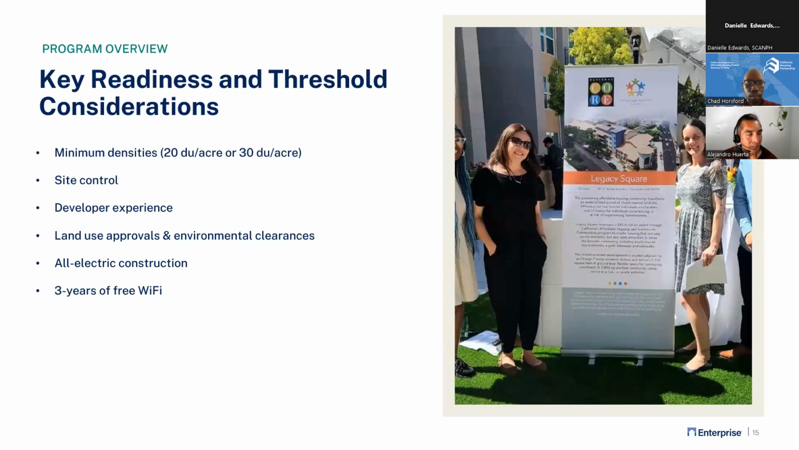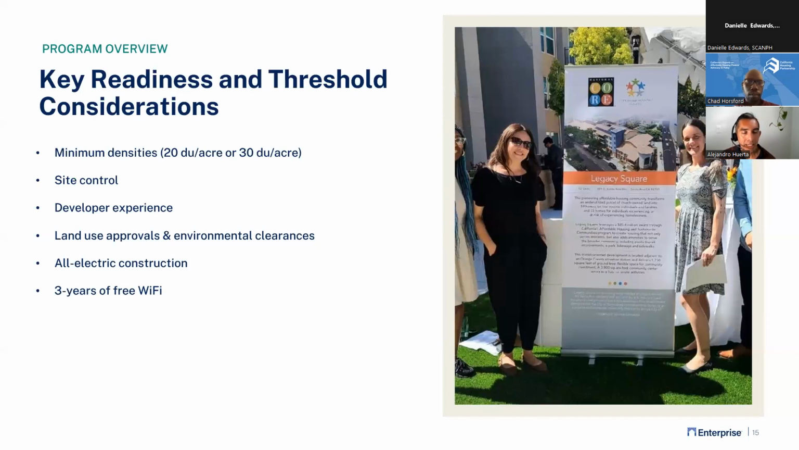So some key readiness and threshold considerations here, in addition to the minimum densities I mentioned: you will have to demonstrate by the time of application that you have site control for your housing development. You will also have to demonstrate that you have the experience to develop a similar project of similar scale and size. This can be a little bit tricky for newer developers. You will have to certify this by providing 2 certificates of occupancy of similar projects from the last 10 years. So think about that to make sure you have satisfied that.